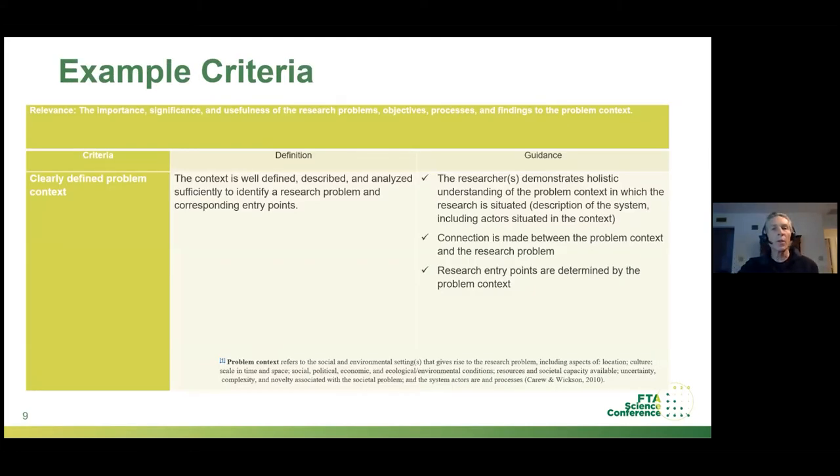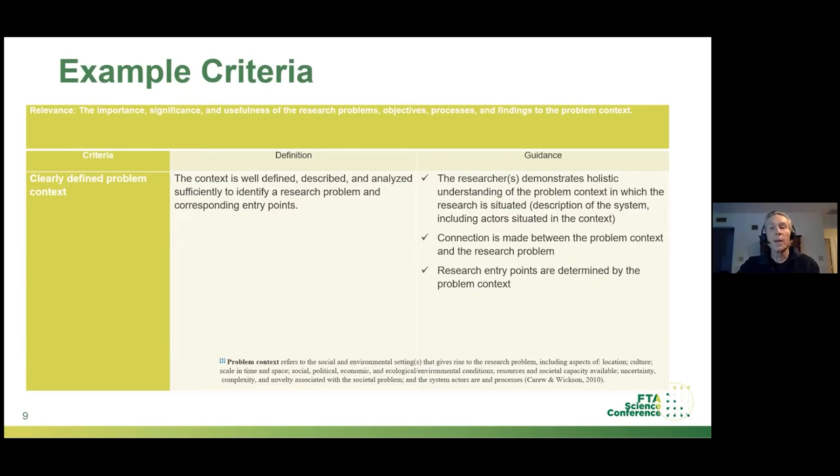I can't present all of the criteria, but here's a couple just to give you an idea of what they look like. They're presented in a table by principle. Each criterion has a name, a specific definition, and a set of guidance points that are intended to help an assessor focus on the pertinent aspects of project design and implementation. So the first criterion under the principle of relevance is clearly defined problem context.